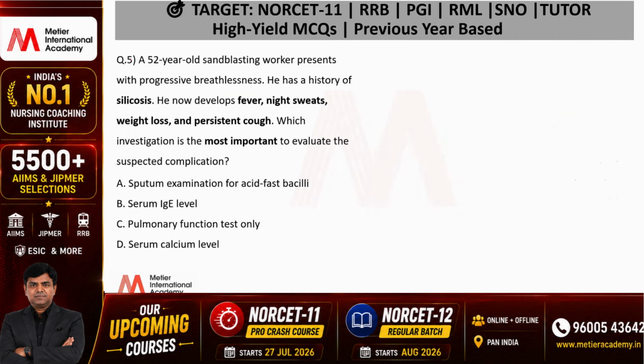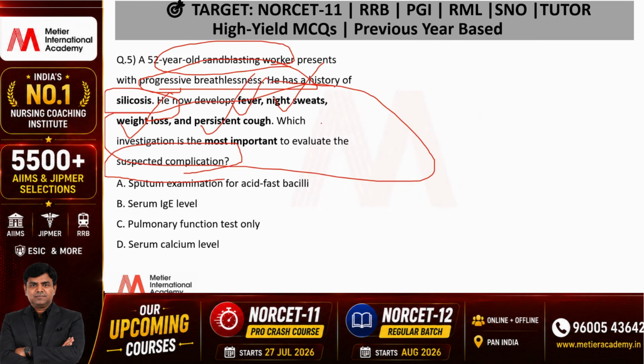Okay, the next one, question number 5. A 52-year-old man working as a sand blasting worker presents with progressive breathlessness. He has a history of silicosis. He has now developed fever, night sweats, weight loss, and persistent cough. Which investigation is most important to evaluate the suspected complication? From the symptoms, we can easily conclude that the patient is affected with Mycobacterium tuberculosis. Yes or no? Because fever, night sweats, weight loss, persistent cough are all the symptoms of what? Mycobacterium tuberculosis. And the patient was already diagnosed with silicosis.